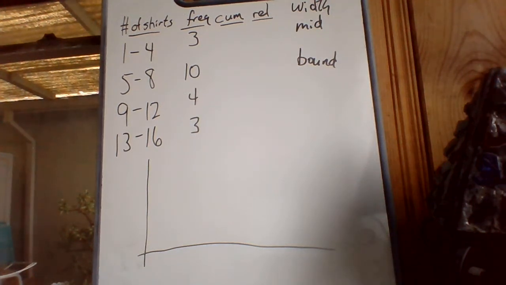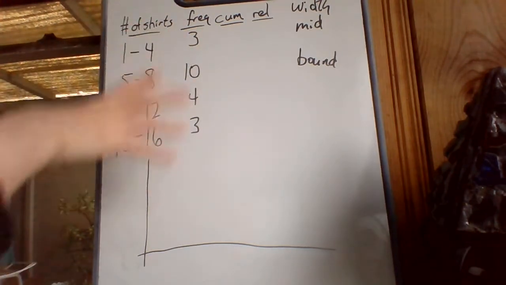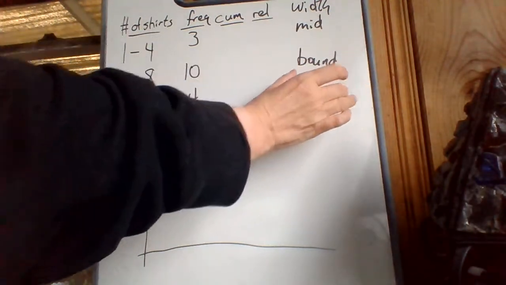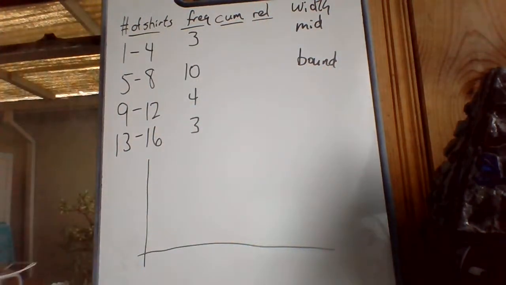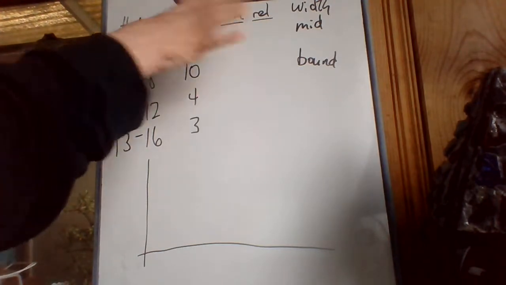Okay, another example for questions 3, 4, and 5. So you get a frequency table, and then question 3, you have to answer all this stuff over here. Question 4, you have to answer this. Question 5, you have to make a histogram.